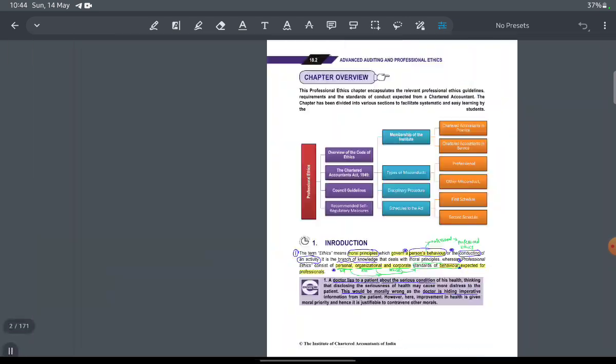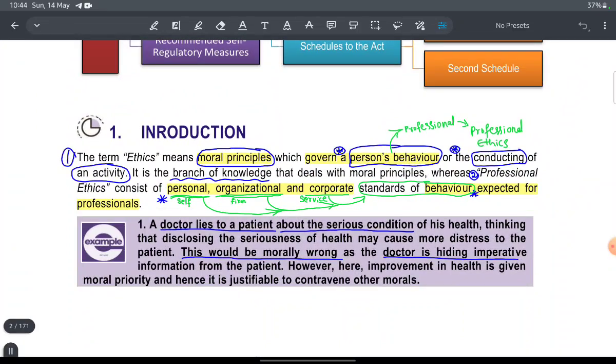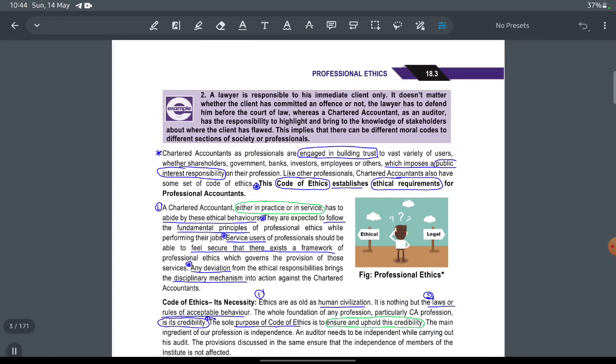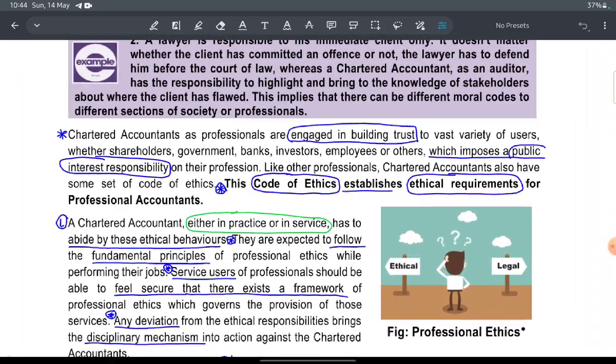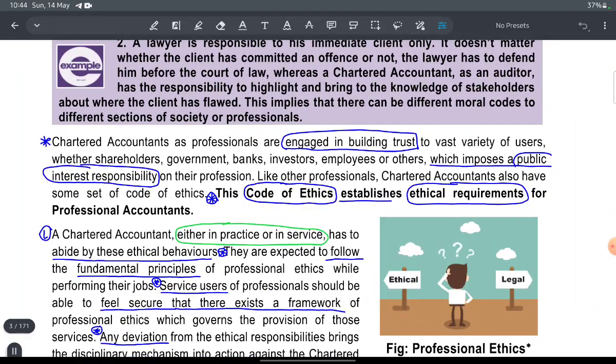We are starting with professional ethics. First of all, introduction. Ethics means moral principles which govern a person's behavior. Professional ethics consist of professional, organizational, and corporate behavior expected for professionals. So, why ethics? CAs are engaged in building trust, which imposes public interest responsibility.